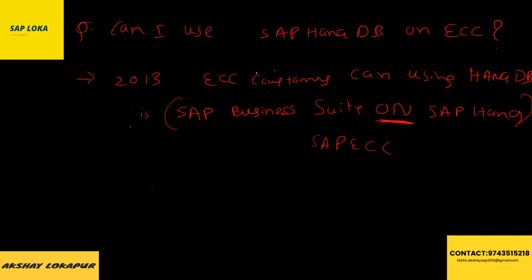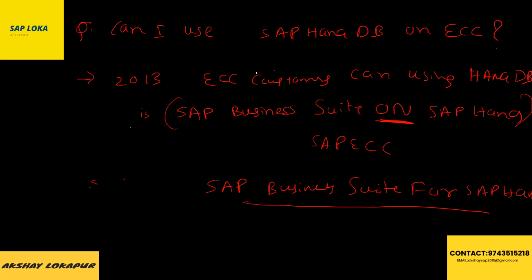So what is it called if we are using it in S4 HANA? If we are using HANA there, that is called SAP Business Suite for HANA. This is what we use in S4 HANA. This one is in ECC, this one is in S4 HANA. So you can change this between "for" and "on", you need to remember. If it is "on", the database is used in ECC. If it is "for", the database is used in S4 HANA.